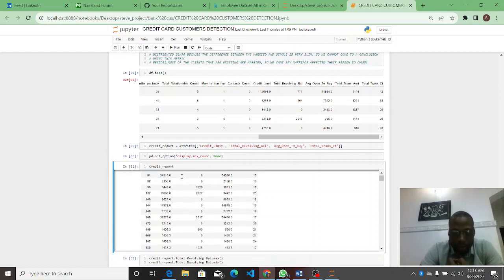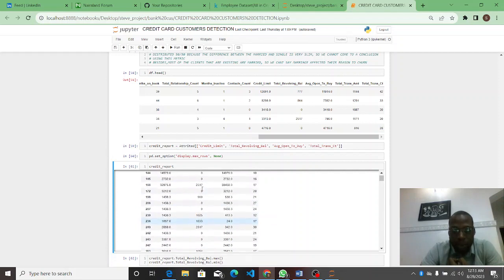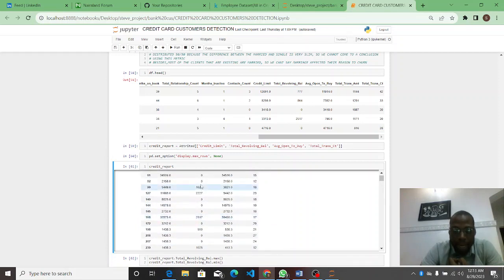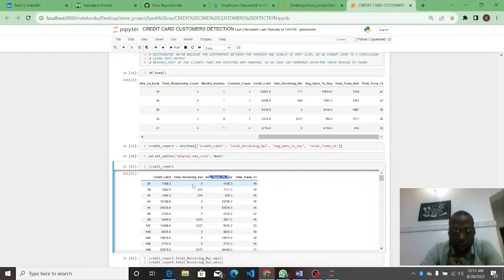So when we check the total revolving balance for our treated customers, we see that there are some that have 0, 0, 0, 0, 0. What this 0 entails is that they do not owe the bank anything. You can see that their credit limit is the same as the available to buy, which means they've not touched their credit limits or their available balance, and they do not owe the bank. But yet they churned the credit card service for the bank.